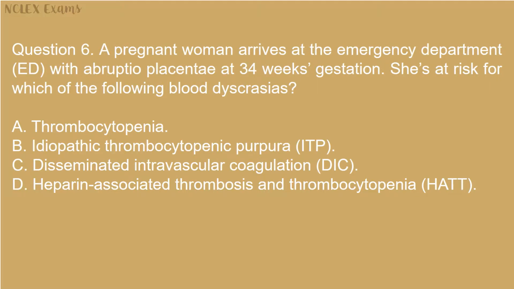Question 6. A pregnant woman arrives at the emergency department with a ruptured placenta at 34 weeks gestation. She's at risk for which of the following blood dyscrasias? A. Thrombocytopenia. B. Idiopathic thrombocytopenia, ITP. C. Disseminated intravascular coagulation, DIC. D. Heparin-associated thrombosis and thrombocytopenia, HAT.